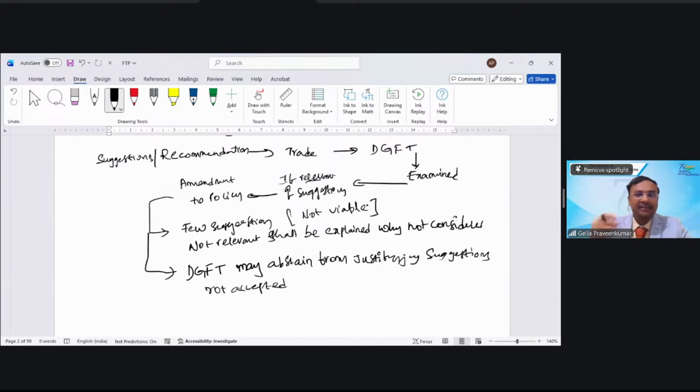So they will say, look, you have suggested, I accepted. You have suggested, I have not accepted. That option is there. But also, there are a few things where they don't comment, they don't mention the reason why those suggestions are not acceptable. So they have a right to keep silent on that. Reasons: considering the national interest, or government policy framework, or any other factors.